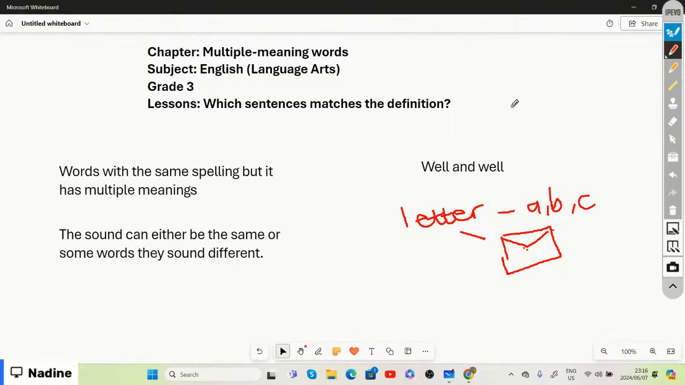Another word can be fall. Fall can either mean autumn, like we would say autumn in our country. So in our country we don't say fall, we just say autumn. And then fall is also like if you slip and you hurt yourself. That is also fall.